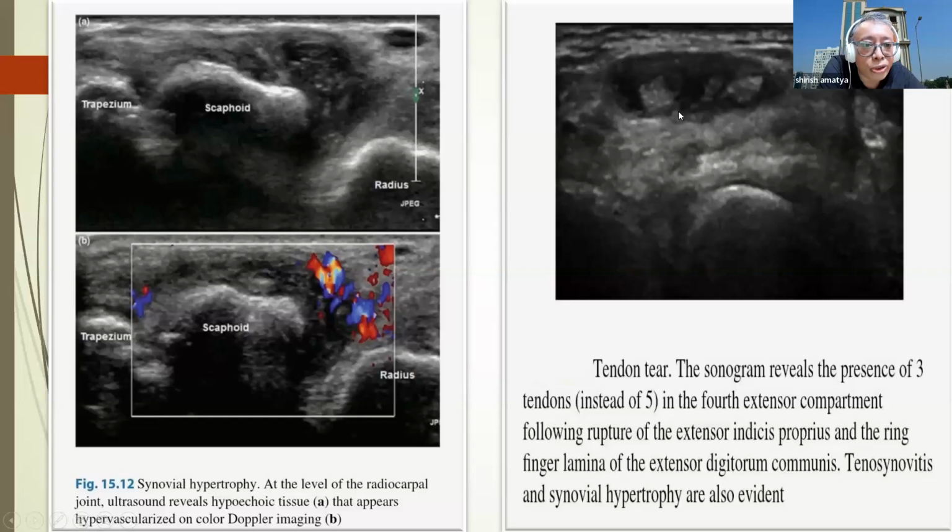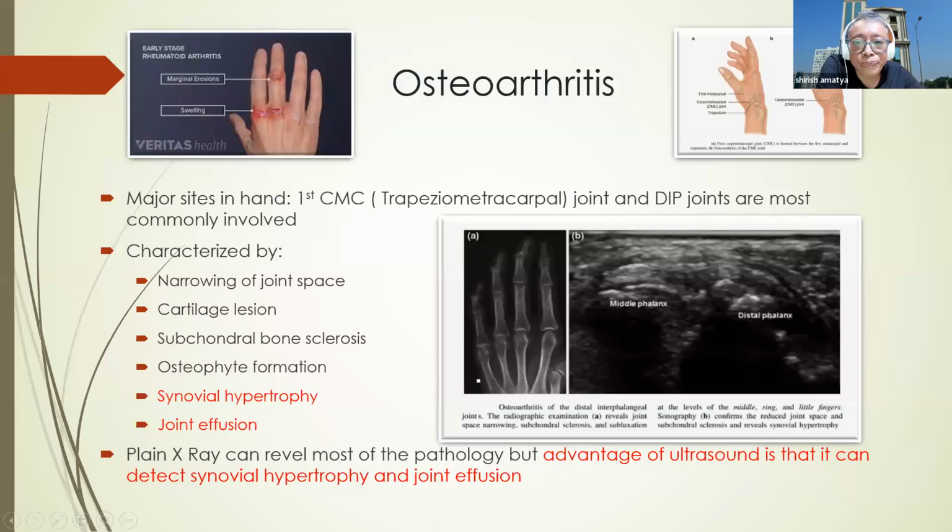And below this fourth compartment, you can see the synovial thickening, which is a very characteristic feature of the rheumatoid arthritis ultrasound picture.